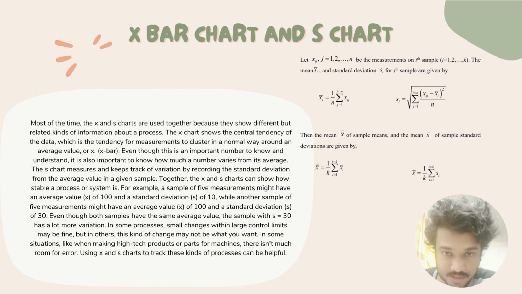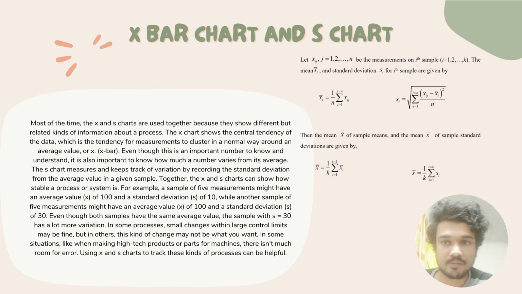The X chart shows the central tendency of the data, which is the tendency of our measurements to cluster in a normal way around an average value, or x bar. Even though this is an important number to know and understand, it is also important to know how much a number varies from its average. The S chart measures and keeps track of variation by recording the standard deviation from the average value in a given sample. Together, the X and S charts can show how stable a process or system is.